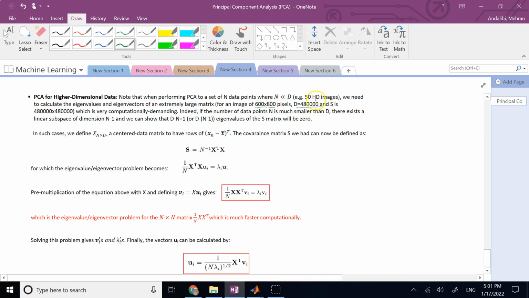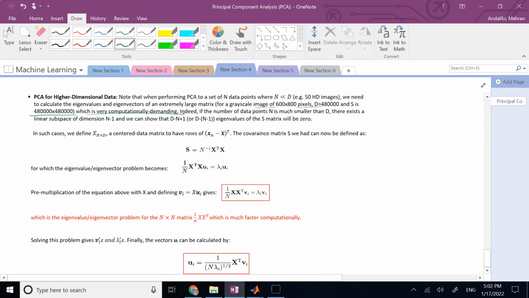If you want to consider RGB images, then that should be multiplied by 3, because you have R, G, and B channels. But if these are just grayscale images, then for a grayscale image of those many pixels, D is that huge number. And when D is that big, your S matrix, your covariance, is going to be that number by itself. So S is going to be 480,000 by 480,000.